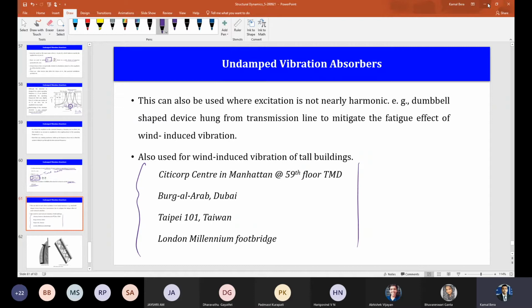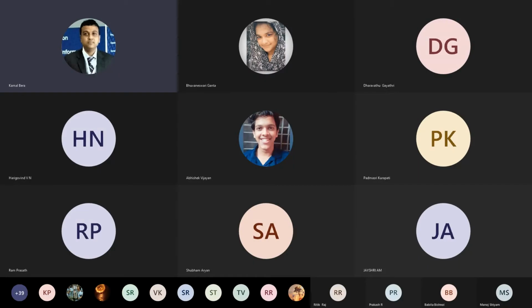You can read more about this if you are interested, from the related literature. Now we'll move to our multi degrees of freedom system.